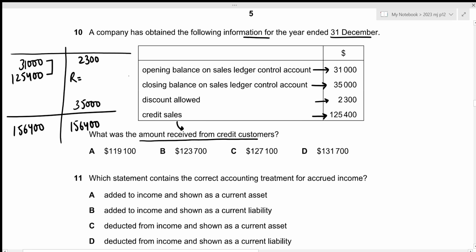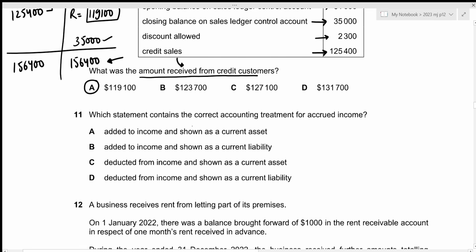Now, in order to figure out the receipts, we just need to subtract these two amounts from the total. That's 156,400 minus 2,300 minus 35,000, which results in 119,100. That's the correct answer, which is given in option A. Let's move towards the 11th question.